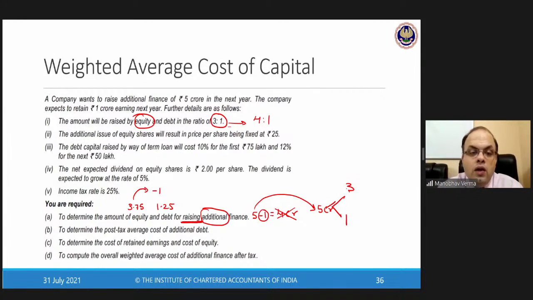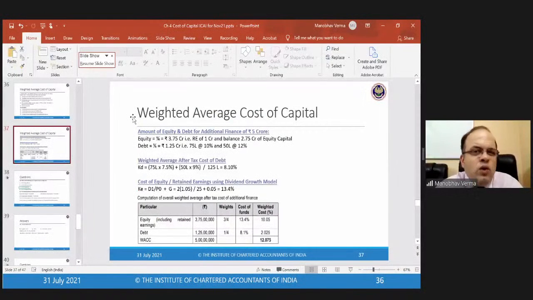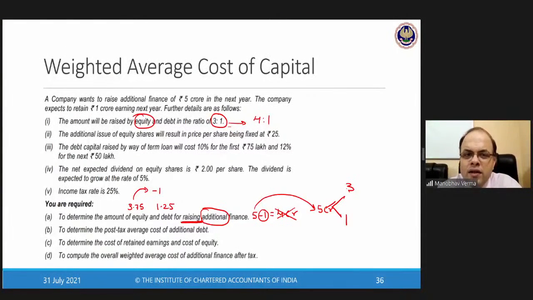Okay. Now, the second question is to determine the post-tax average cost of additional debt. Post-tax average cost of additional debt. Why are we looking at average cost of additional debt? Any ideas, guys? Any ideas why we are looking at that? So we are looking at 1.25 crores now.